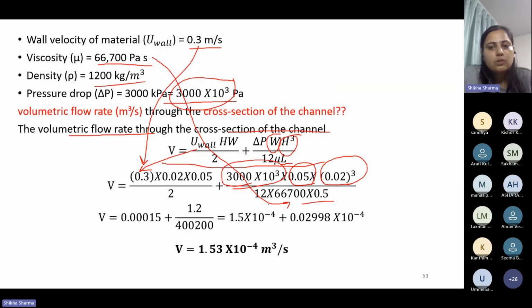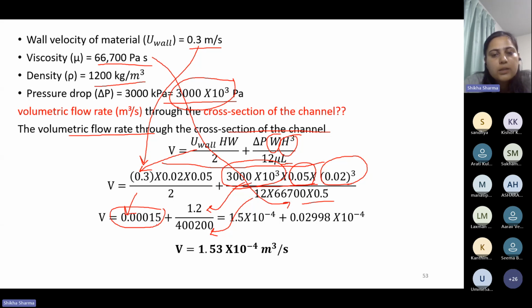So this is 0.5 meter. When we multiply 0.3 into 0.02 into 0.05 and divide by 2, we get this value, 0.00015, plus this term. When we solve the numerator, we get 1.2, and the denominator will be 400.